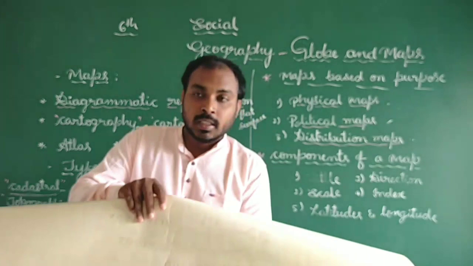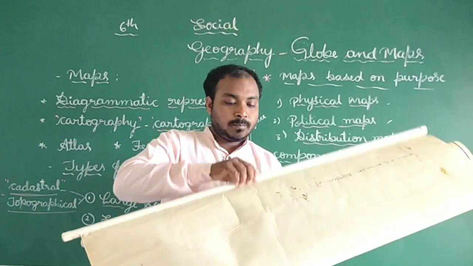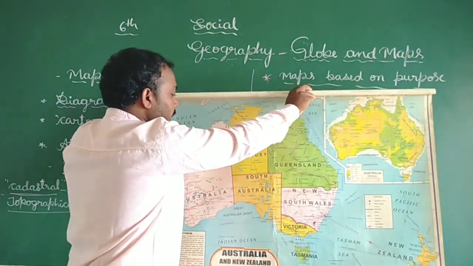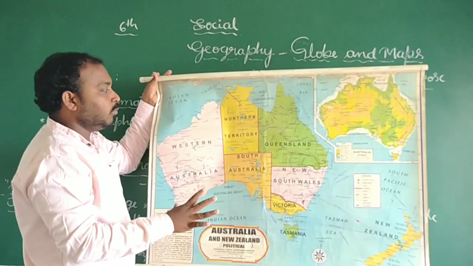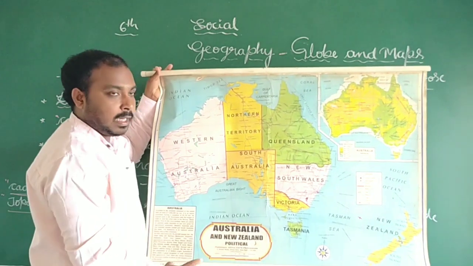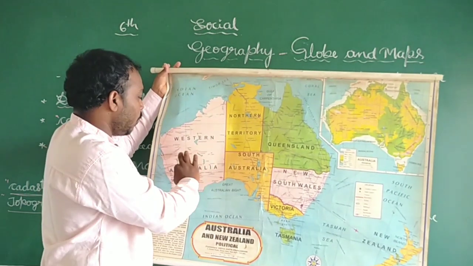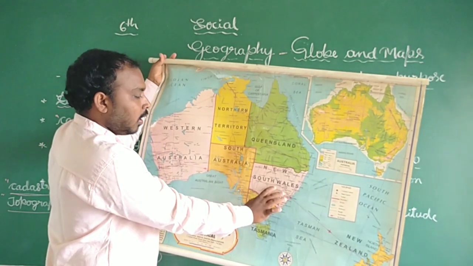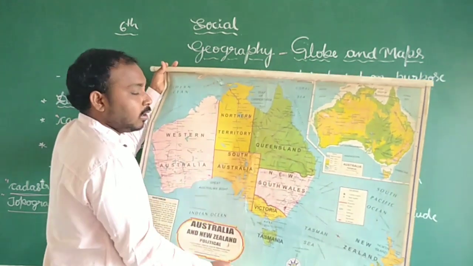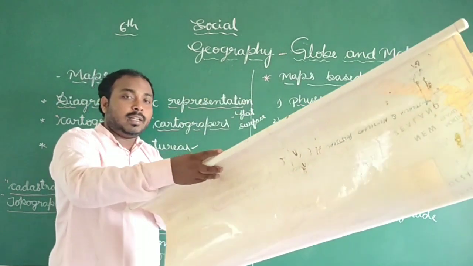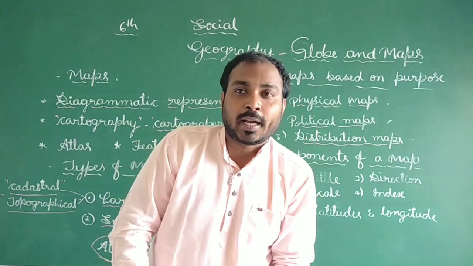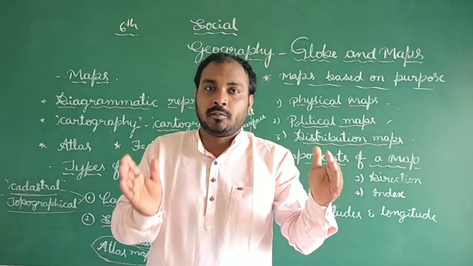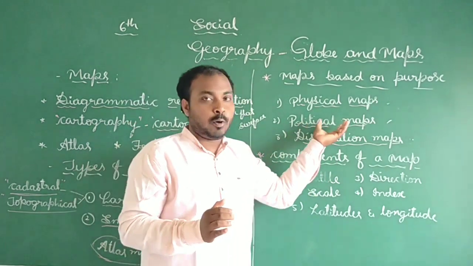As I told you, it is one of the best examples of a political map. In the political map you can see here, you can clearly see the important countries' names. There are territories: Western, Northern, South Australia, New South Wales, Queensland. Particularly you will learn about the location of the country and boundaries between the countries or between the continents. These are the things you learn in the political maps.